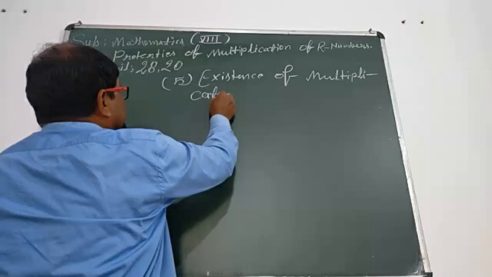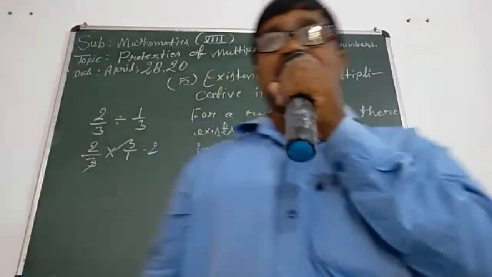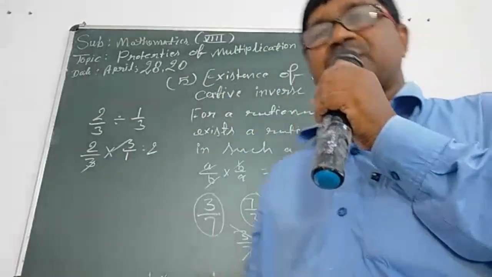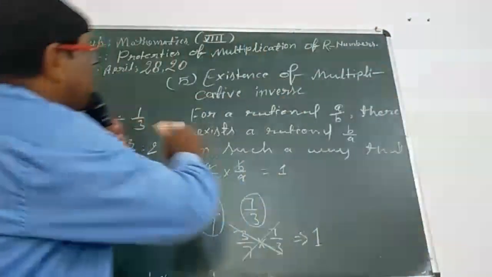Understood multiplicative inverse? What is the multiplicative inverse of 3 upon 7? You will write 7 upon 3, because 3 upon 7 multiplied by 7 upon 3, the 7 cancels, the 3 cancels, and you will get 1. So that is called multiplicative inverse.